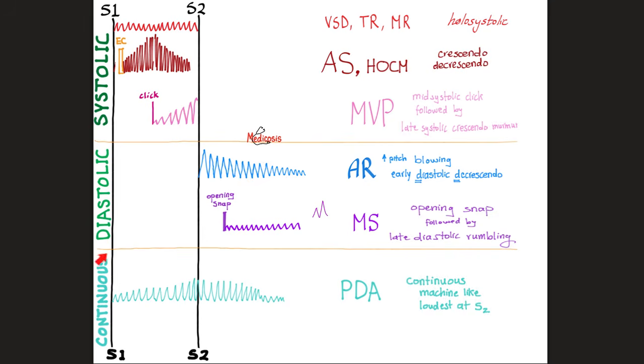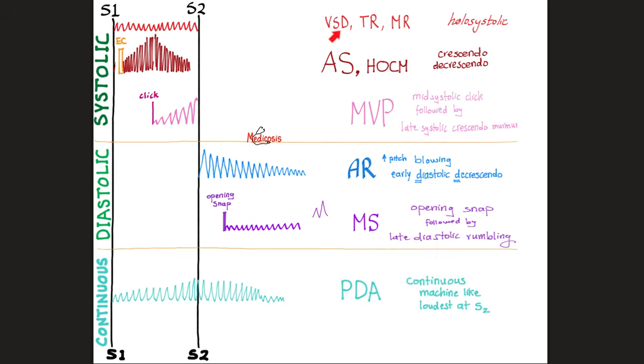This is S1. This is S2. Between S1 and S2, there is systole. Between S2 and the following S1, there is diastole. So the murmurs that you find here are the systolic murmurs. The murmurs that you find here are diastolic murmurs. The murmurs that you find in both are continuous murmurs. What are the systolic murmurs? The holosystolic or pansystolic murmurs that involve the entire duration of systole include ventricular septal defect, tricuspid regurge, mitral regurge.